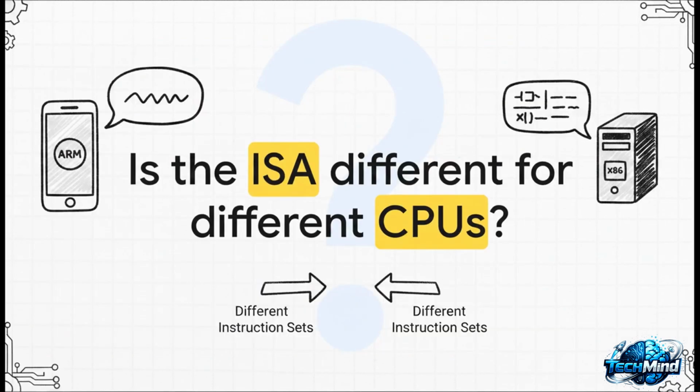Now, you might be wondering, is the ISA actually different for different CPUs? Well, the short answer is absolutely yes. Different processors, like an ARM chip in your smartphone and an Intel chip in your desktop, implement completely different sets of instructions. They are literally speaking different machine languages.